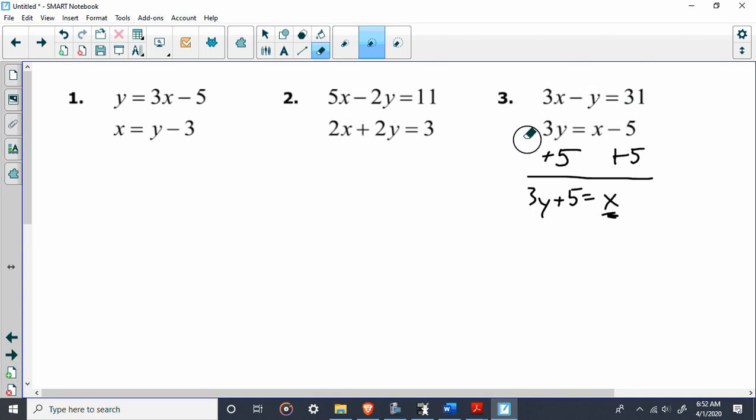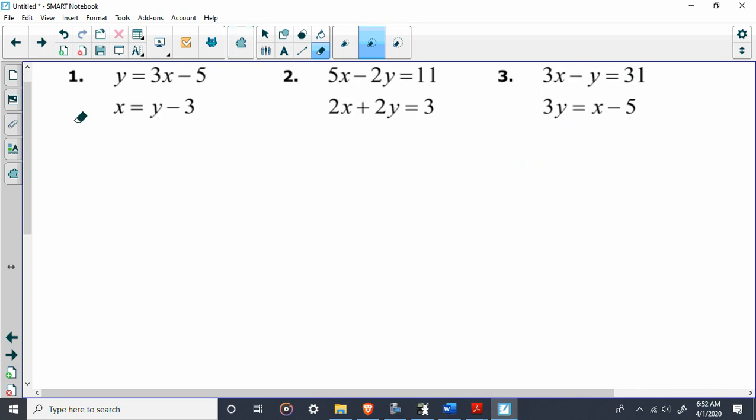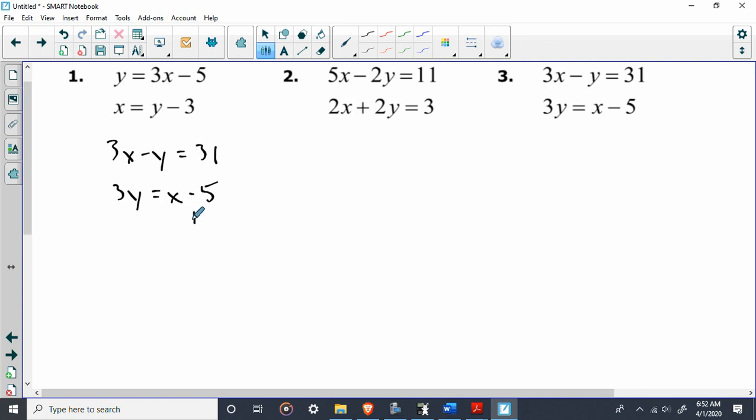Okay. So let's go ahead and I'll go through that one more time. I'm going to rewrite it over here. So what do we got? We've got 3x minus y is equal to 31. 3y is equal to x minus 5. Okay, so what am I going to do for the second one? I'm going to add 5 to both sides. I'll find out that x is equal to 3y plus 5.